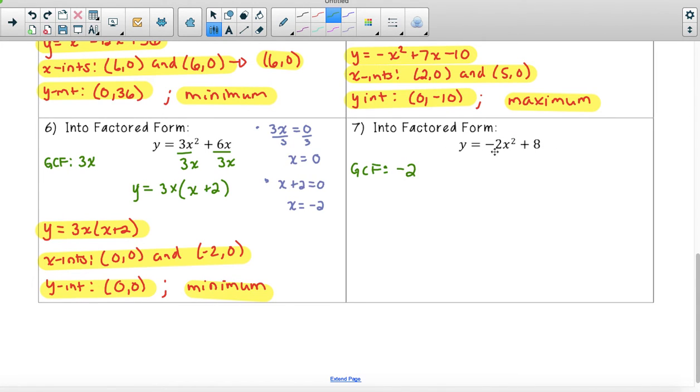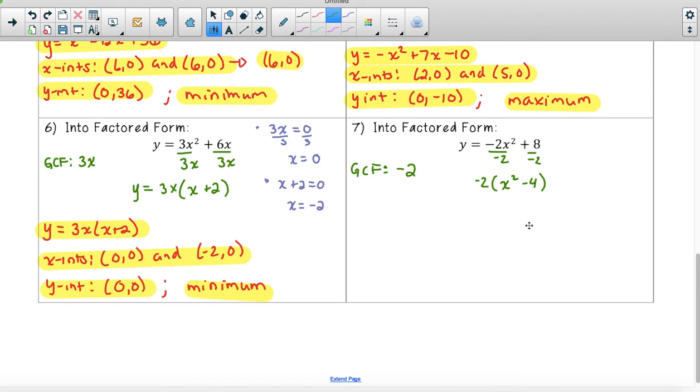Then we look to see, do we have x in the first one, but we have no x in the next one. So our GCF is just -2. So we're going to divide everything by -2. We're going to put that on the outside of our parentheses because it's really a distribution. We're going to be left with positive x squared and a negative 4.